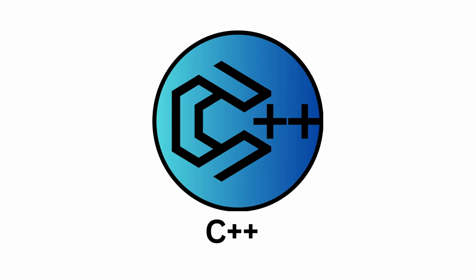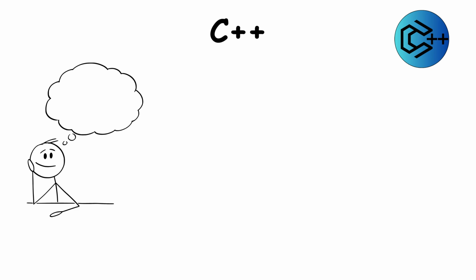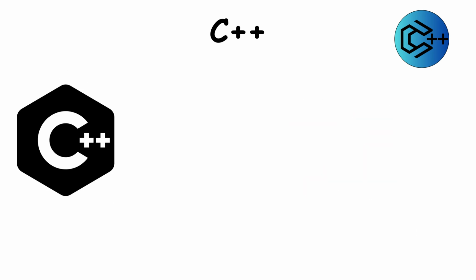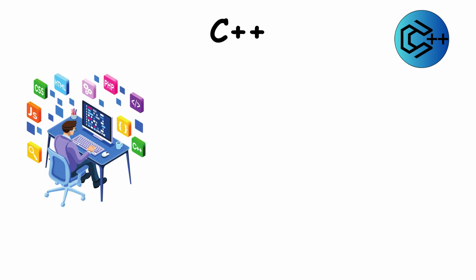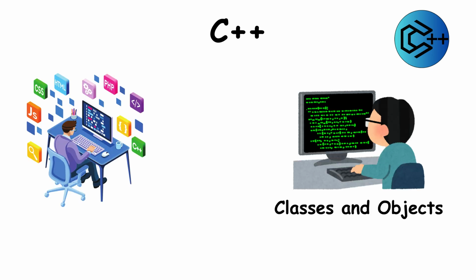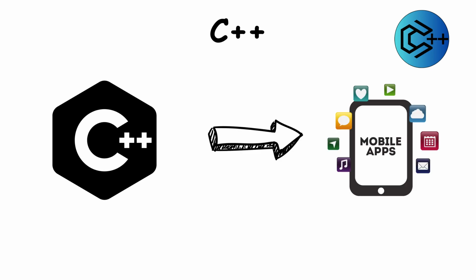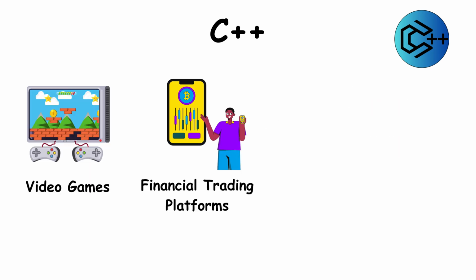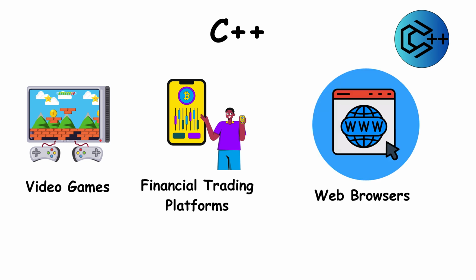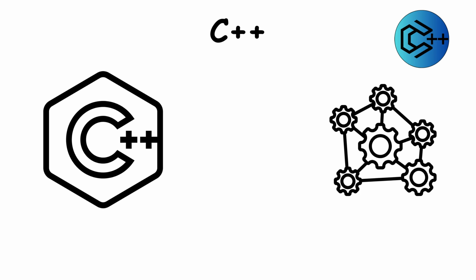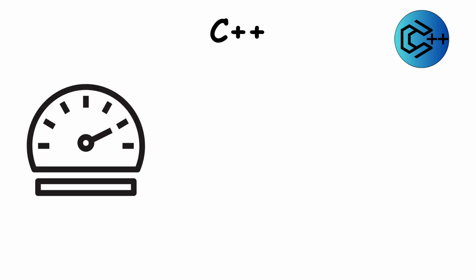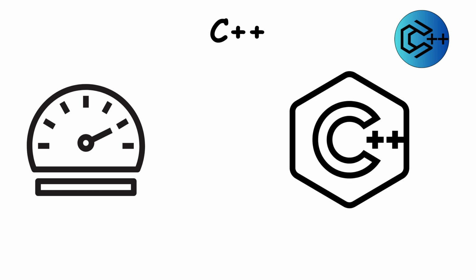Now, moving on to C++. Think of it as C with extra features. C++ introduced object-oriented programming, allowing developers to organize code into classes and objects. It's used in high-performance applications like video games, financial trading platforms, and web browsers. It's powerful, but it comes with complexity, and mastering it takes time. Still, when performance is critical, C++ remains a top choice.